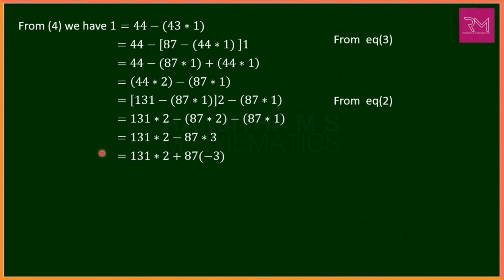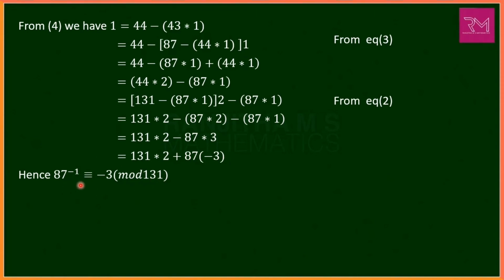So this is of the form 1 is equal to SA plus TM. Here under modulo 131, this value becomes 0. Therefore, we get 1 is equal to 87 into minus 3. Therefore, we can conclude that 87 inverse is congruent to minus 3 under modulo 131. Here 1 is equal to 87 into minus 3. Take 87 to the left hand side, that becomes 87 inverse, which is congruent to minus 3 under modulo 131.